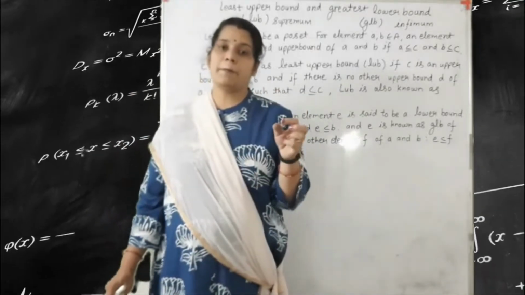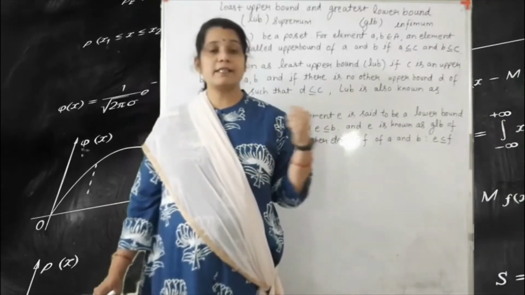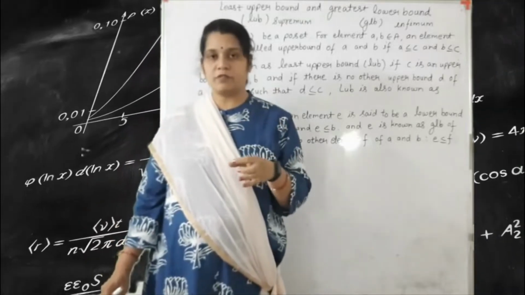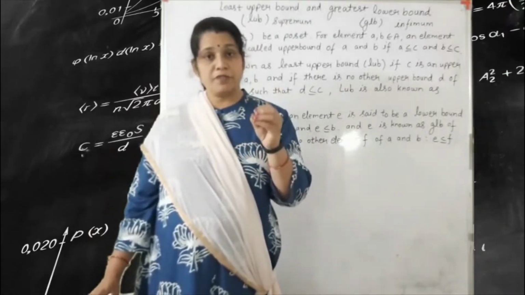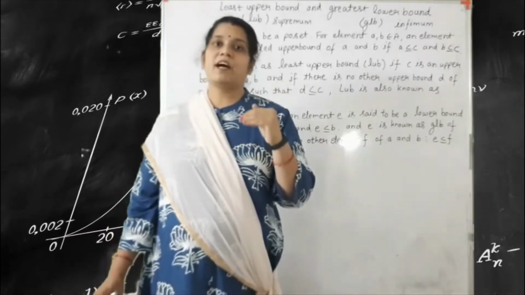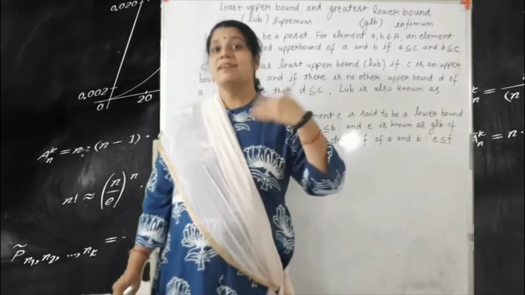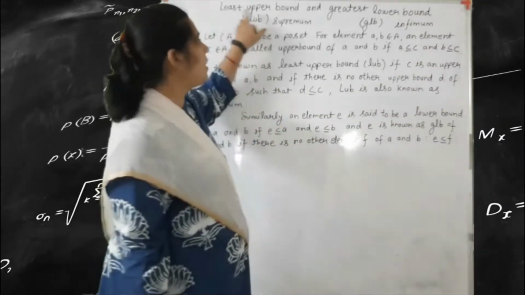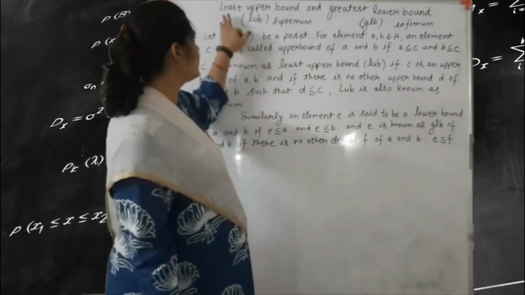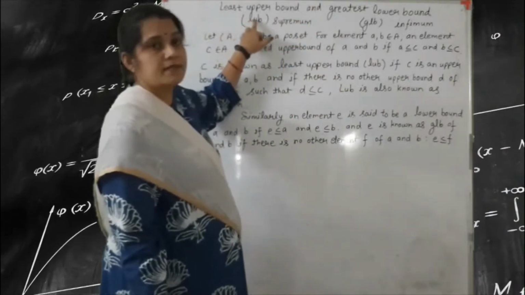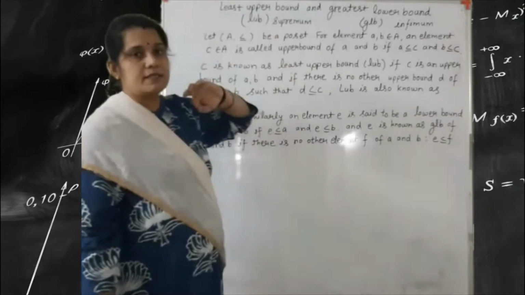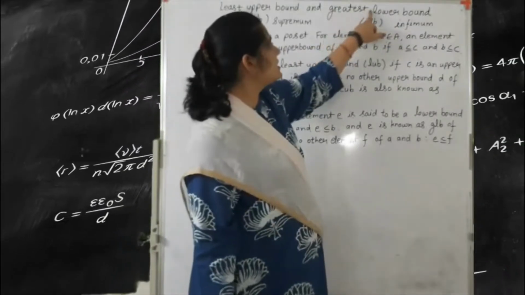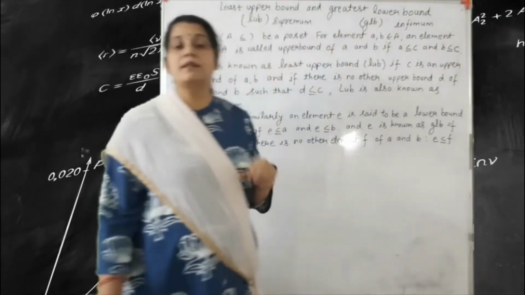According to the upper bound and the lower bound, our next topic is the least upper bound and the greatest lower bound. That means according to the upper bound we find the least value, and according to the lower bound we find the greatest value or greatest element. The short name is LUB, least upper bound, and the other name is the supremum. The next one is the greatest lower bound, that is GLB, and the other name is the infimum.